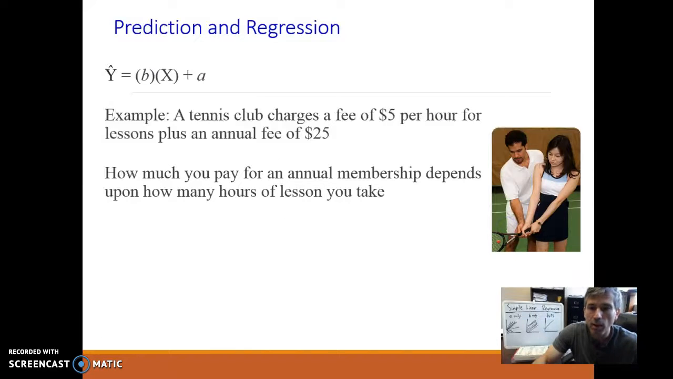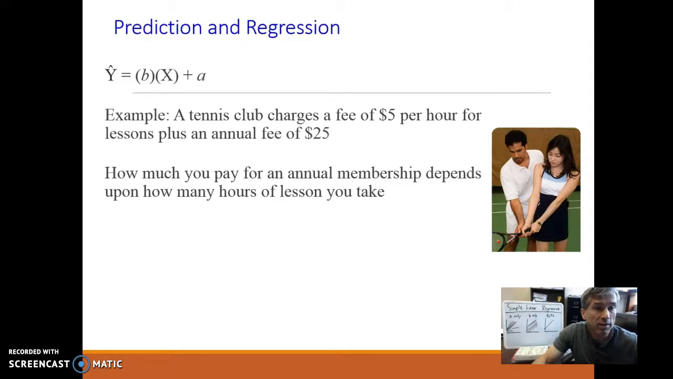Now let's look at some examples. First, we'll look at some examples of some data that we'll plug in, and then in the next video we'll delve into actually calculating it. So let's start with a really simple example. Let's say that there is a tennis club that maybe you're interested in joining, and you're trying to figure out how much it will cost you.